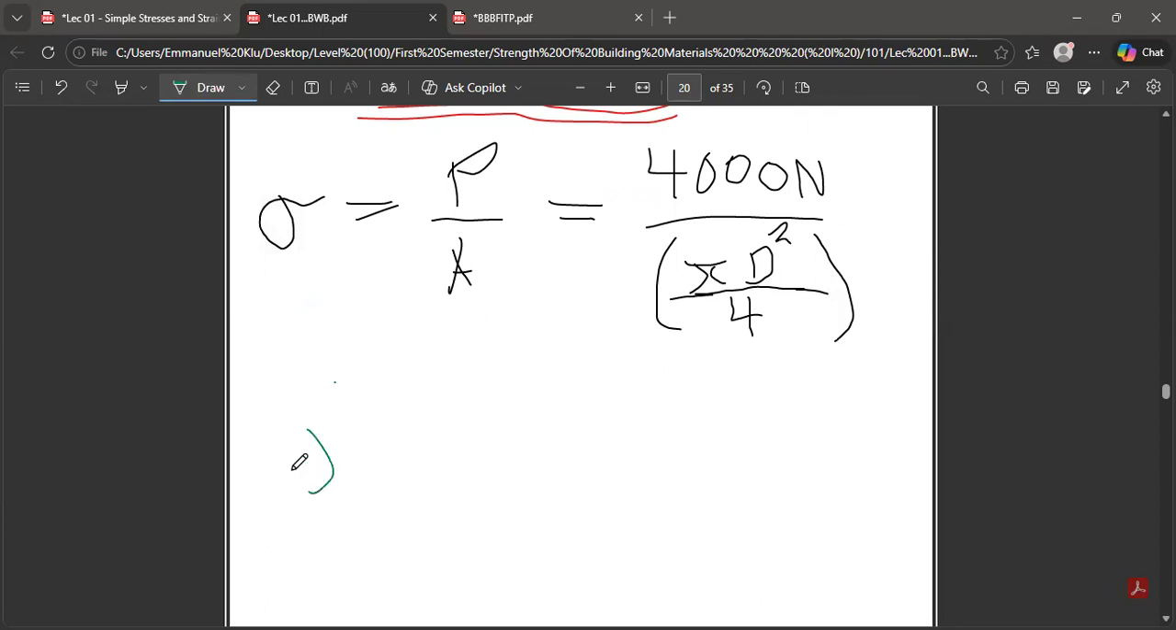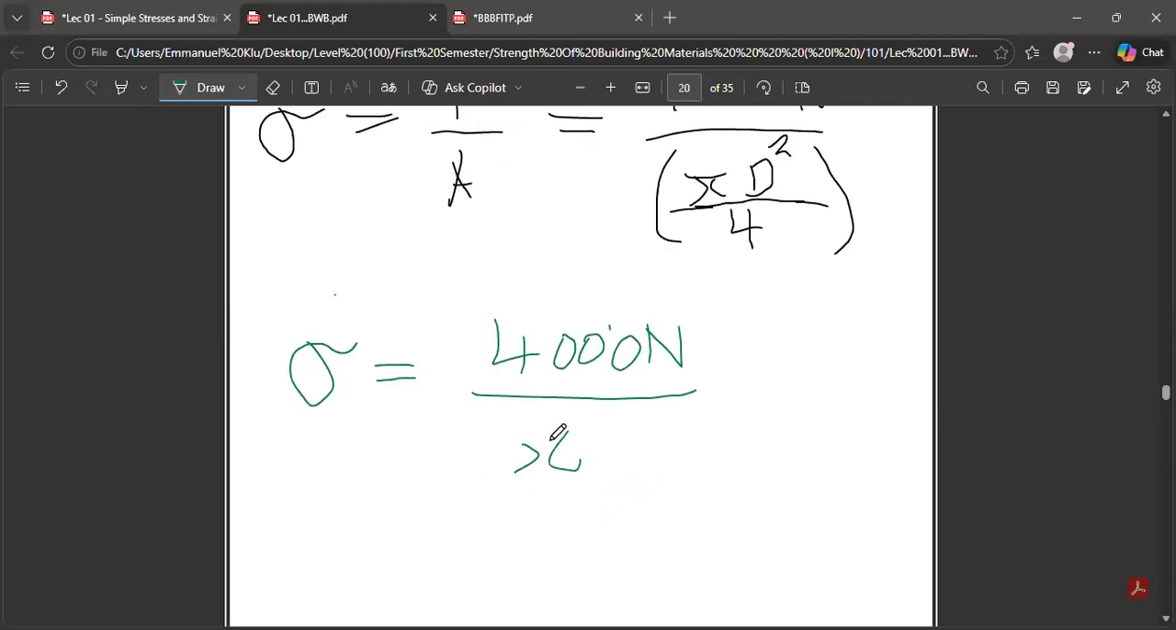You see? So finally, we can rewrite this again, and then we can take our calculation straight away from here. So this over here is the same as what? 4,000 Newton, all over what? Pi d squared over 4.